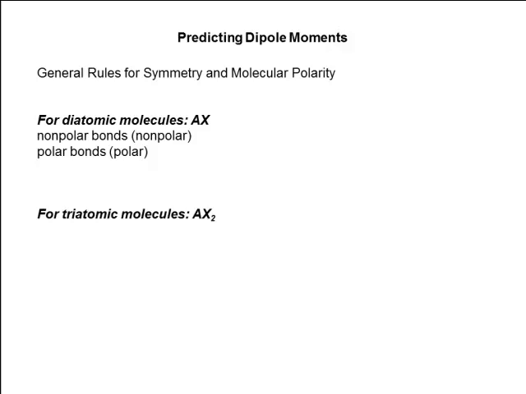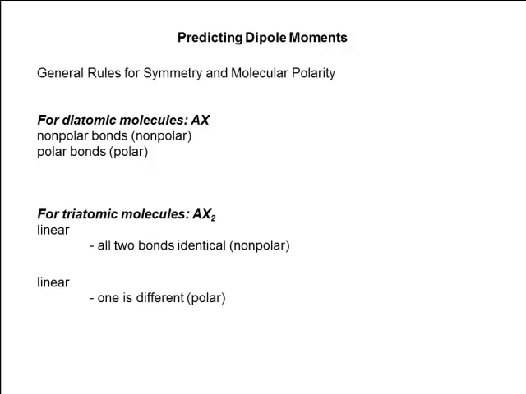For triatomic molecules, you've got three atoms. If it's a linear molecule and the two bonds are identical, it's going to be nonpolar. If it's a linear molecule and one of the bonds is different, it's going to be polar. If it's a bent shape, it's going to be polar.